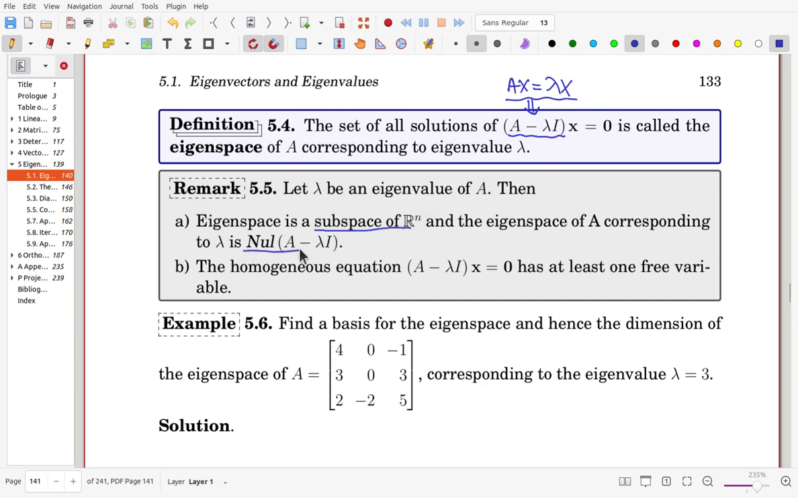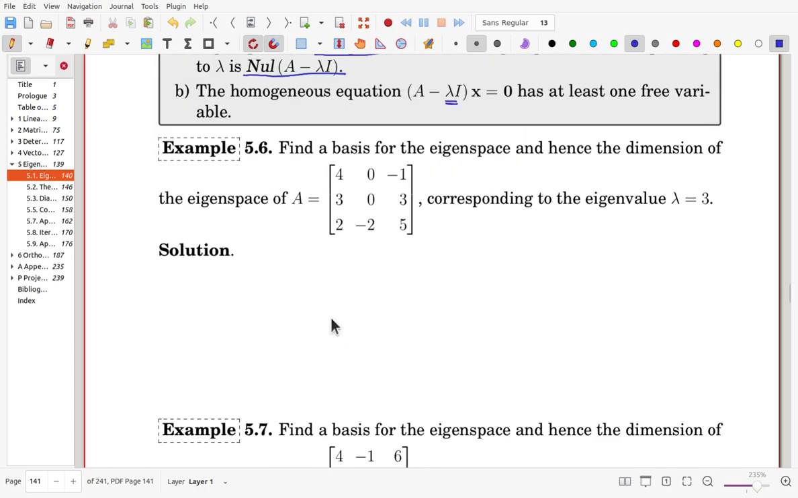So we can write it this way: null space of A minus lambda I. The homogeneous equation has at least one free variable. The reason is that once lambda is an eigenvalue, this x must be non-zero. So to get a non-zero solution, at least one free variable must be there, right? So this homogeneous equation has at least one free variable.